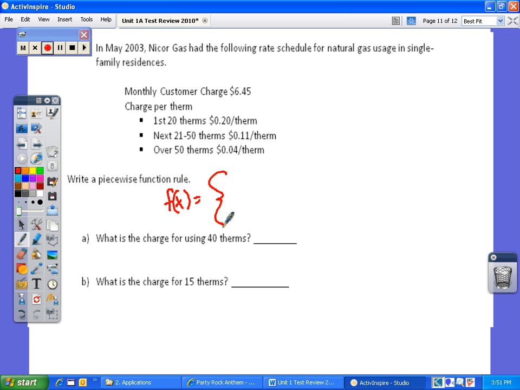So we have to represent the first 20 therms, so that's 20 cents per. All of these should have an x next to it. So we're going to have 0.20x plus the charge that we have to charge all the time, plus $6.45. And that's if your x value is up to the first 20, so x is less than or equal to 20.